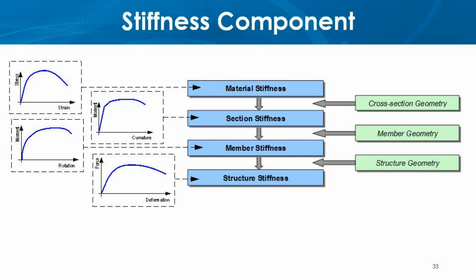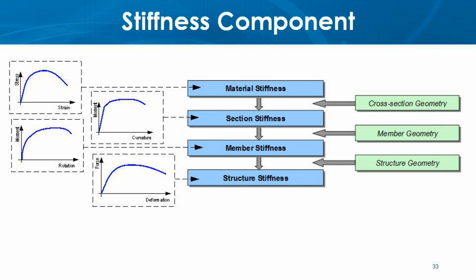Let's go back to that stiffness, structure stiffness, one more time after this new knowledge. New knowledge is that the stiffness of material is not a constant. It is represented by a stress strain curve or a graph. Also, the section stiffness is not a constant. It is also represented by its own graph. Member stiffness is also not a constant. It is also represented by its own graph called P delta effect.